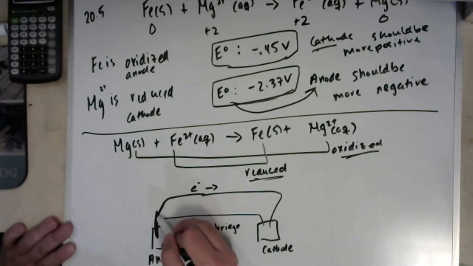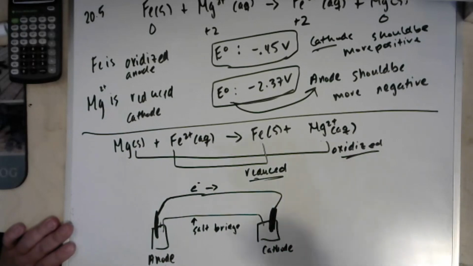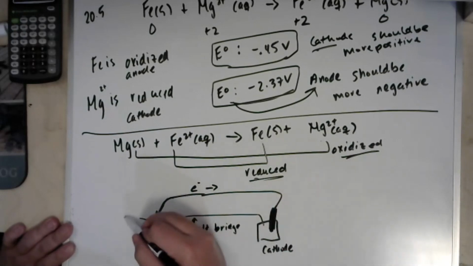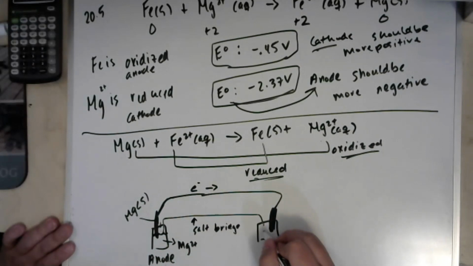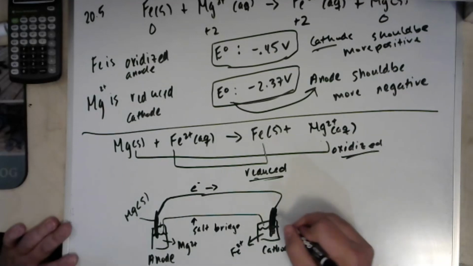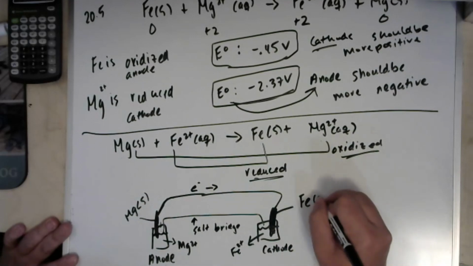Your wire would attach to the metal. So that metal on your anode side is going to be magnesium solid. In your solution here is going to be your magnesium ion. Then in the solution here is going to be your iron ions, Fe2+. And then your solid here is going to be Fe, solid.